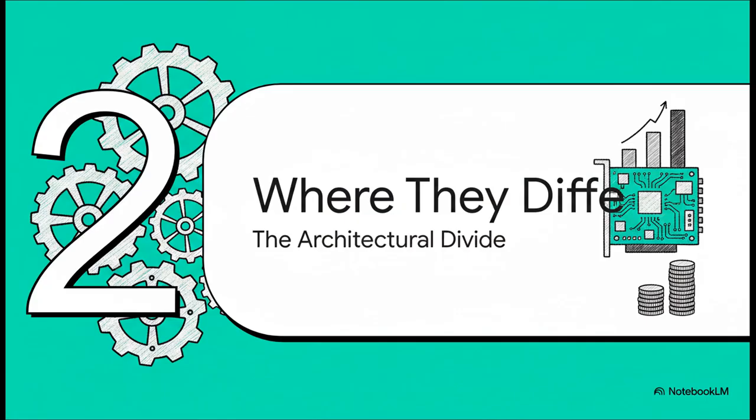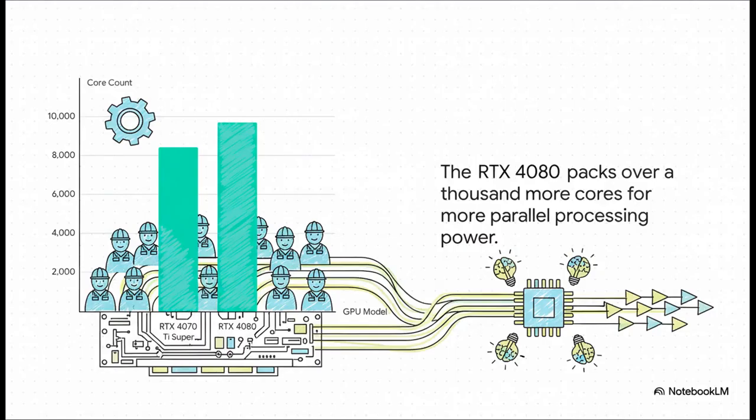So, if they're so similar, why the price difference? Where does the 4080's extra speed come from? Well, this is where we get into the architectural divide. It's time to pop the hood and see what you're really paying for. First up, CUDA cores. The easiest way to think about these is as the individual workers on a factory floor. The more workers you have, the more you can get done at once.